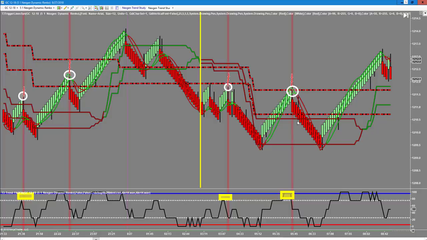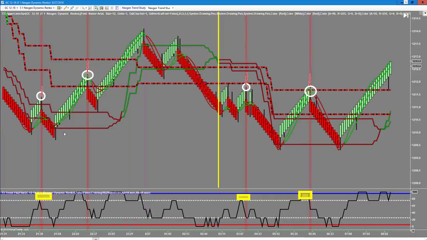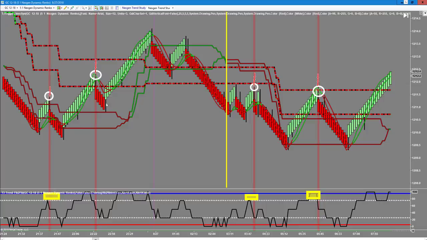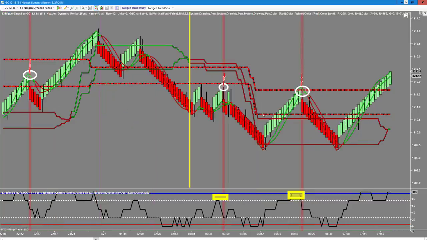So look at what we end up with. We end up with a short that doesn't follow through, a short that doesn't follow through, a short that makes 20 ticks, and a short that makes 20 ticks. So we'll talk about management in a minute, but I don't want to do that just yet.